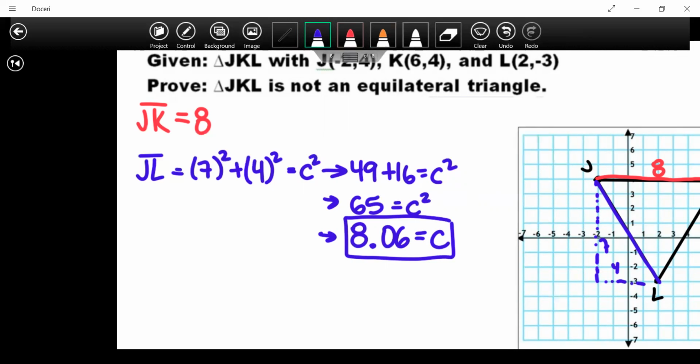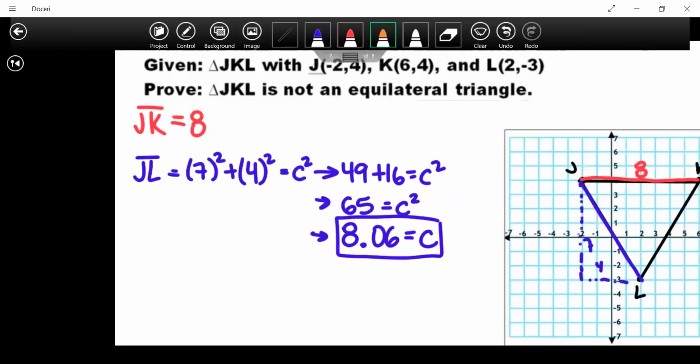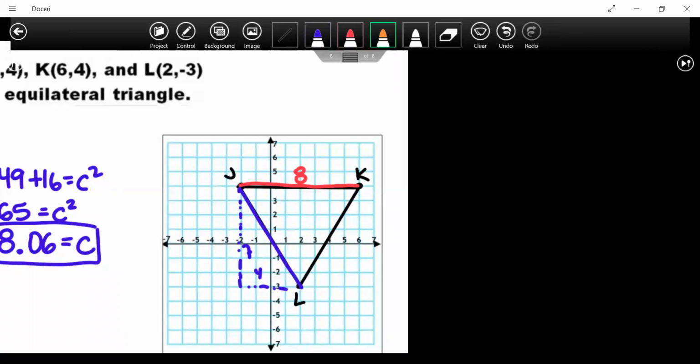It's telling us to prove it's not an equilateral. Two sides are not equal. Not all sides are equal. Not an equilateral. But we're going to take it up the next step because we're next level people. We're on another level.